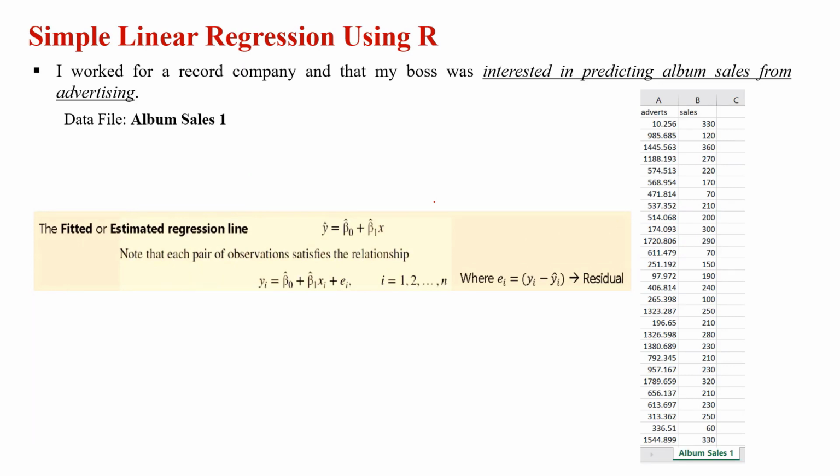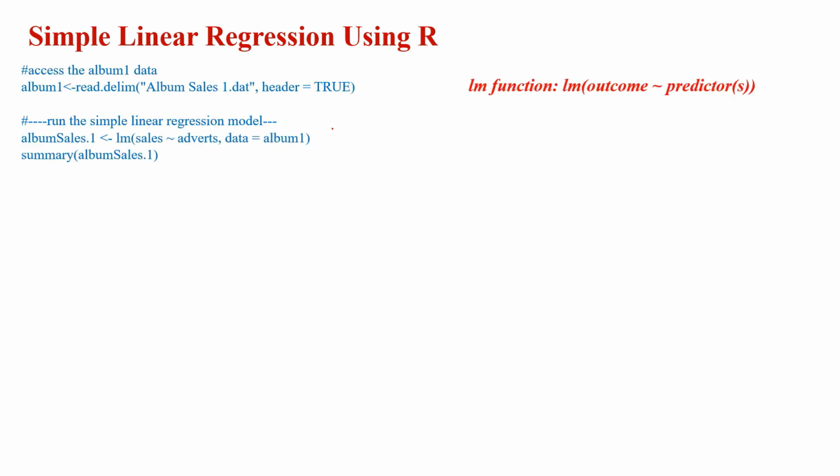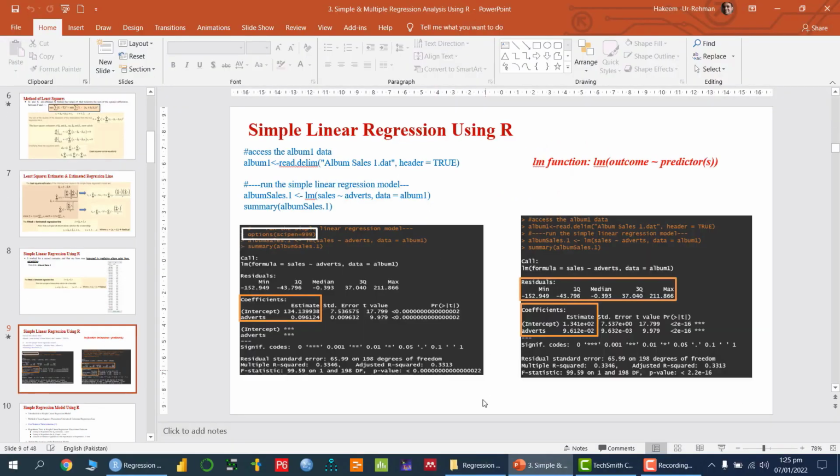Okay, now let's discuss that instead of performing it manually, how we can do this simple linear regression through R, and then we will try to interpret the results. The example I am going to take is that, let's say I am working in a record company and my boss is interested in predicting the album sale from the variable advertising. He is interested in whether, if we invest more and more in advertising, our album sale is increasing, decreasing, or has no effect. So this data set is available. Let me open it.